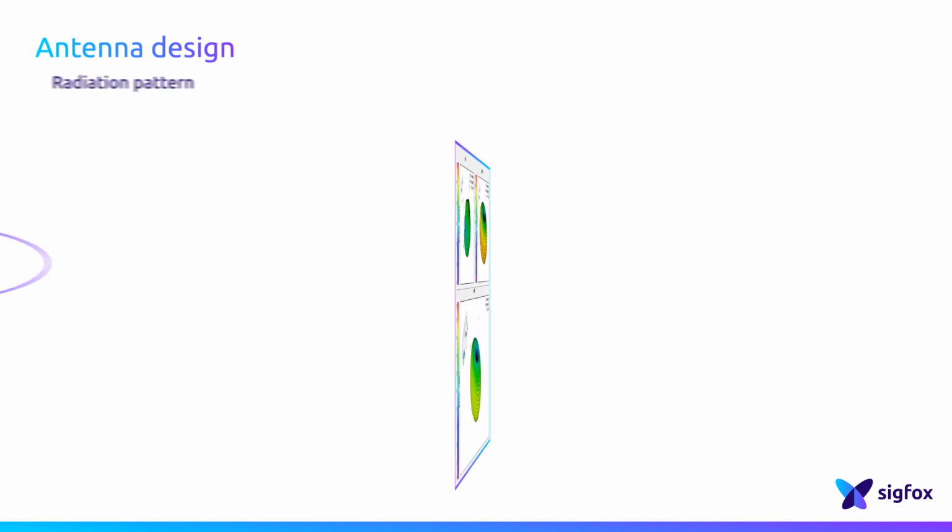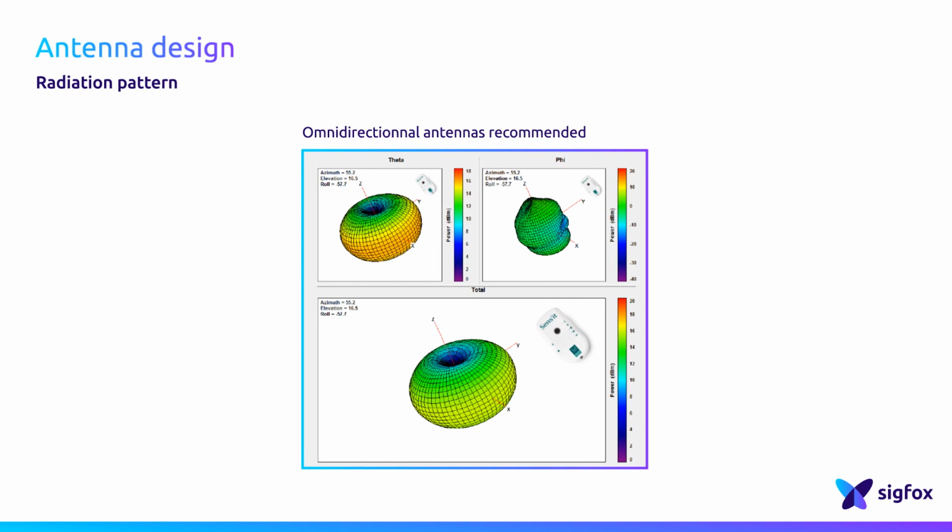Regarding the radiation pattern, something important to keep in mind is that Sigfox strongly suggests using omnidirectional antennas. Why is this? In fact, Sigfox implements space diversity within its network. So when a device is transmitting its radio signal, several base stations within range will receive it. The device is not aware of the base station location. It just broadcasts the message.